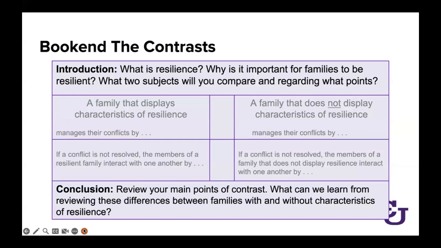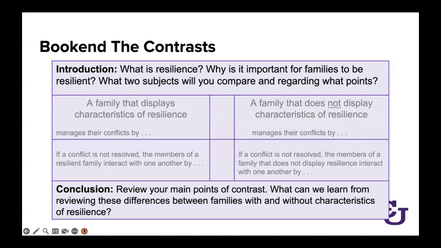Review the main points of your contrast. What is important for the reader to take away? What are the main points? You have educated us. You have enlightened us. You've shown us things to help us in our decision making. You've shown us things to help us rethink family and resiliency. What can we learn from reviewing these differences between families with and without characteristics of resilience?